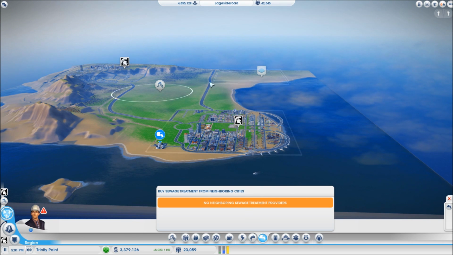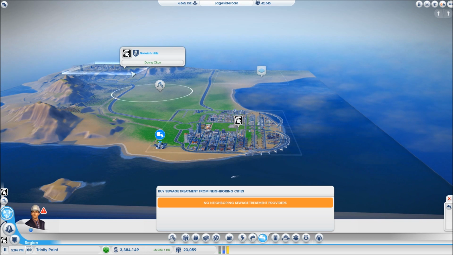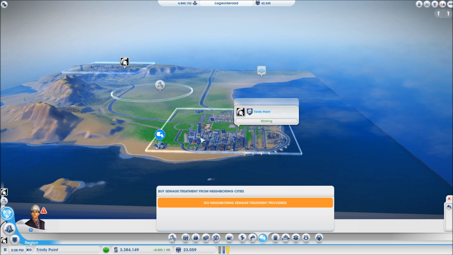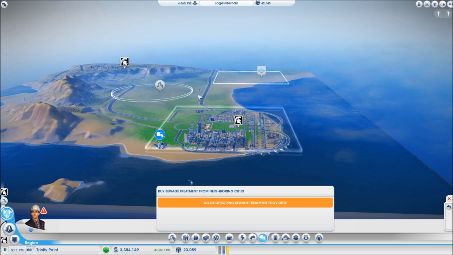So as soon as you start building a third city in any region, you have to be aware that the second city might lack the required power, water, or sewage, depending on what it is importing from the city that is the exporter, because it is divided equally among the cities whether they're using it or not.